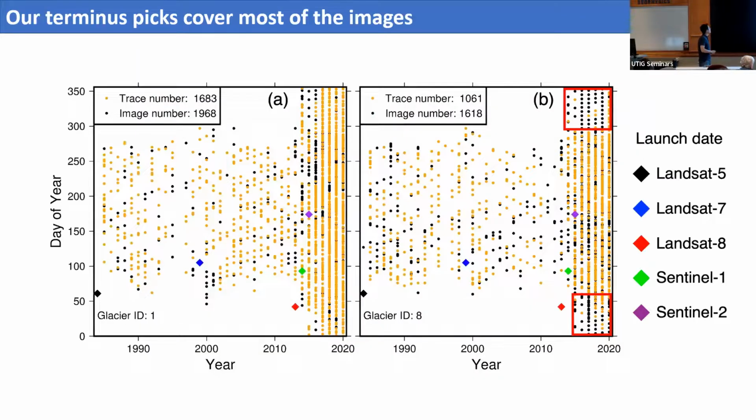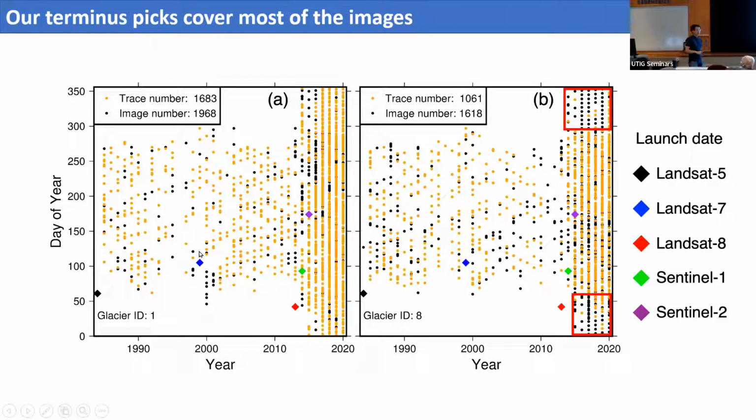Satisfying. And here's another figure showing that our terminus picks basically cover all of the images. These orange dots mean the dates that we have terminus traces. The black dots mean the dates that we have the remote sensing images, but the traces have been removed due to low quality.